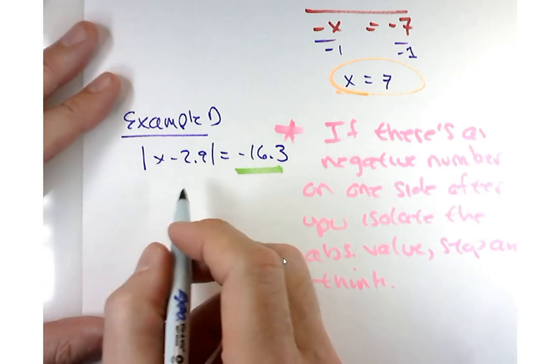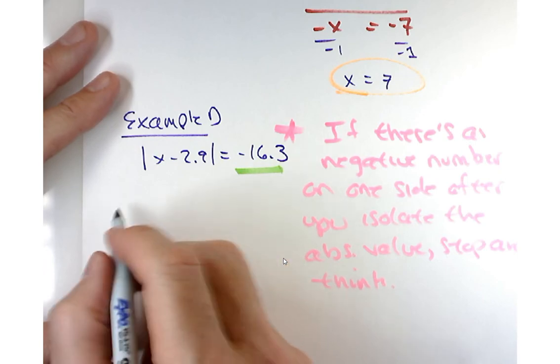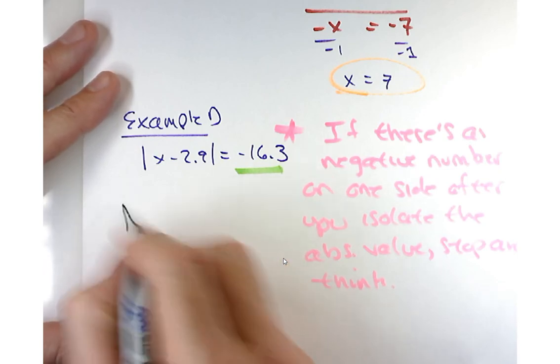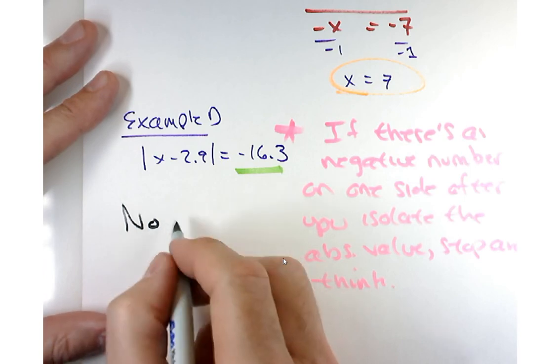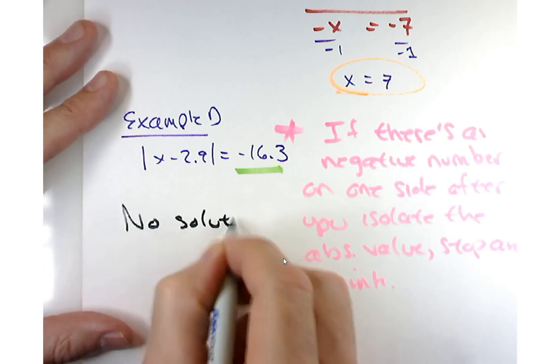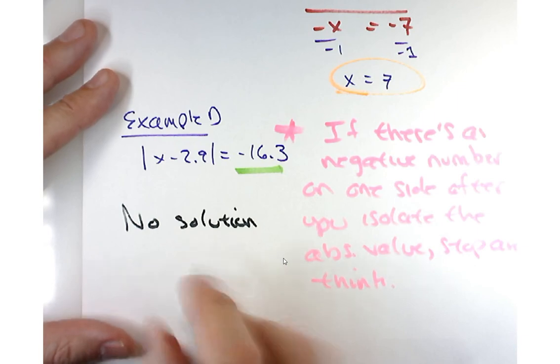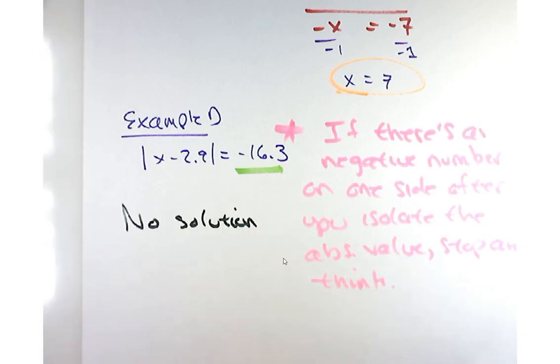Fine. I think that's in the right spirit. Let me just give it a different vocabulary. No solution. There is no solution. You can't do this one. There's nothing you can take the absolute value of to get a negative 16.3. That's it. So there's no solution there. Now that's going to probably be the exception rather than the rule as far as your absolute value problems are concerned. But, you know, do keep an eye out for that one.